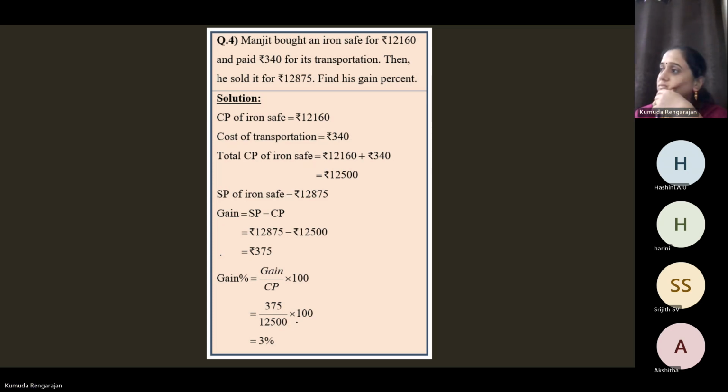Example. Yeah, you need to focus. If you're getting doubts like this, you need to really focus. So if you buy a refrigerator for 1 lakh and you spend 500 on transportation, then your actual CP or your total CP is 1 lakh plus 500, which is 1,05,500. Actually, I spent a lot.